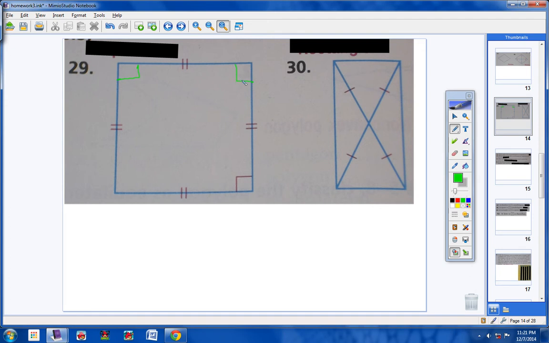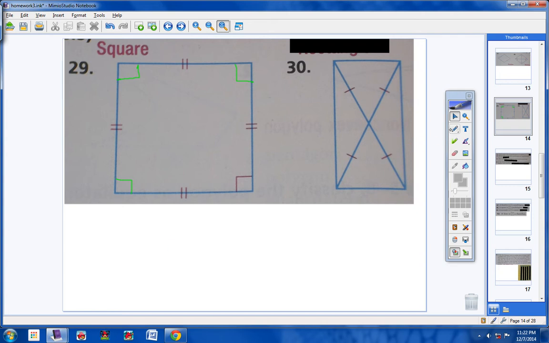Now if this angle is 90 in a parallelogram, opposite angles are congruent. So this angle over here has to be 90. So look what we have. We have four congruent sides and four right angles. That's a square, guys. A square is a parallelogram with four congruent sides and four right angles.